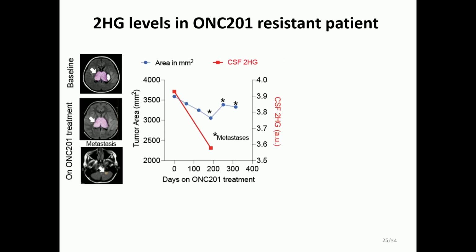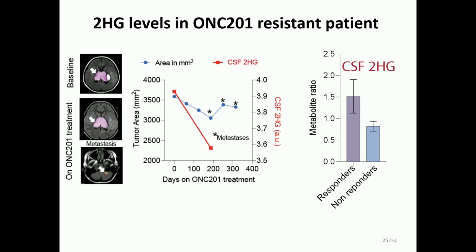Here is an ONC201 resistant patient. You can see the baseline and after treatment. This tumor in the thalamus doesn't change in size. This patient also developed a metastasis in the cerebellum. In the same graph, in red is the 2-HG levels. You can see it drop, and the tumor volume in blue doesn't seem to change. And here is from a small cohort of patients that we have now confirmed in a larger cohort of patients: between responders and non-responders, the CSF levels of this 2-HG go up.